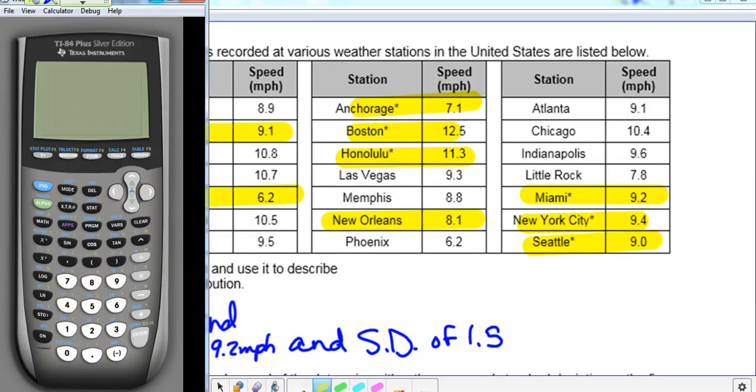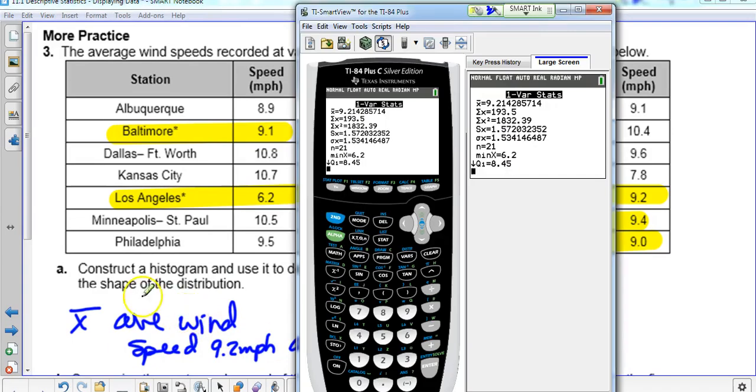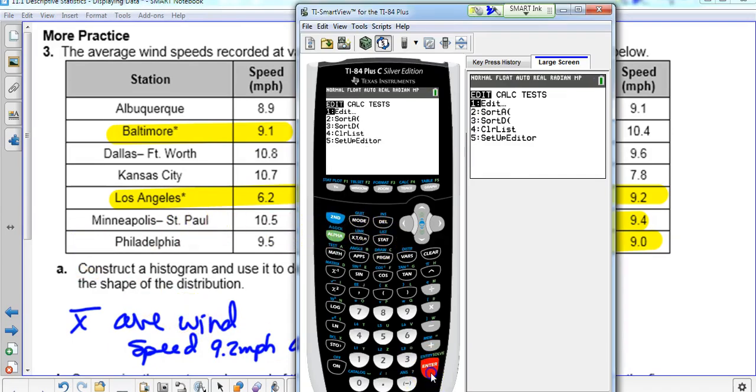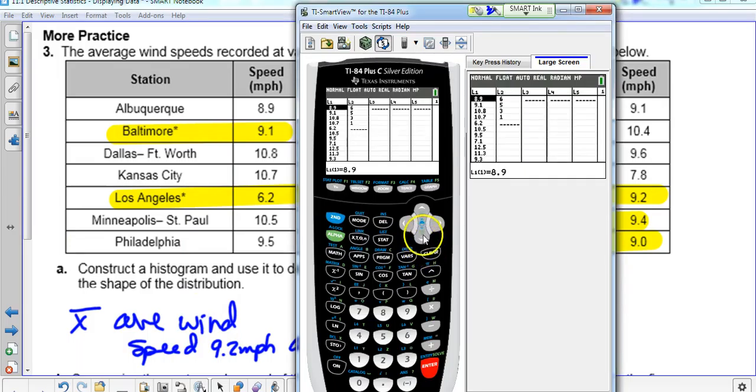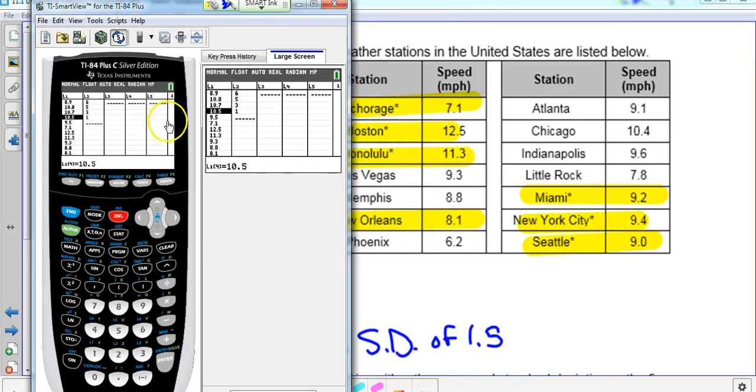Oh, wrong calculator. So I'm going to go stat, enter, and I'm going to delete those. And then go and put them in list 2, guys, when you get done. Whoops. I'm supposed to be deleting. Here we go. Put the starred ones over into list 2. Now you're going to have to retype them.